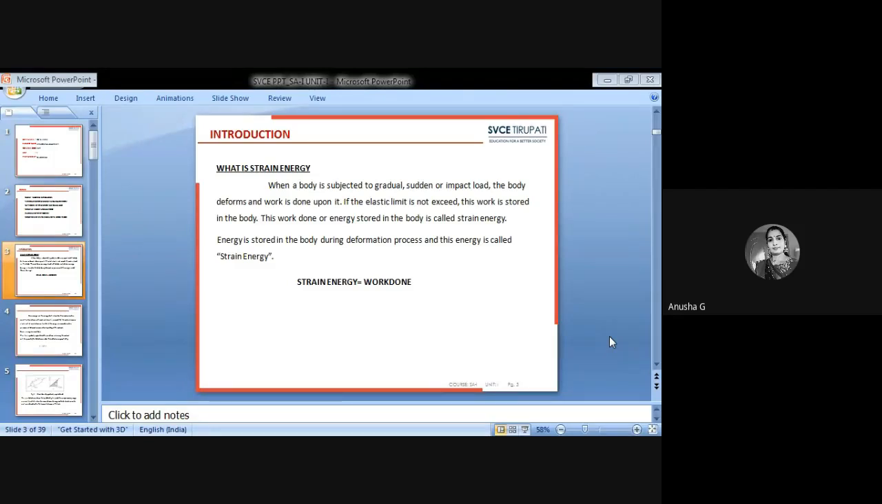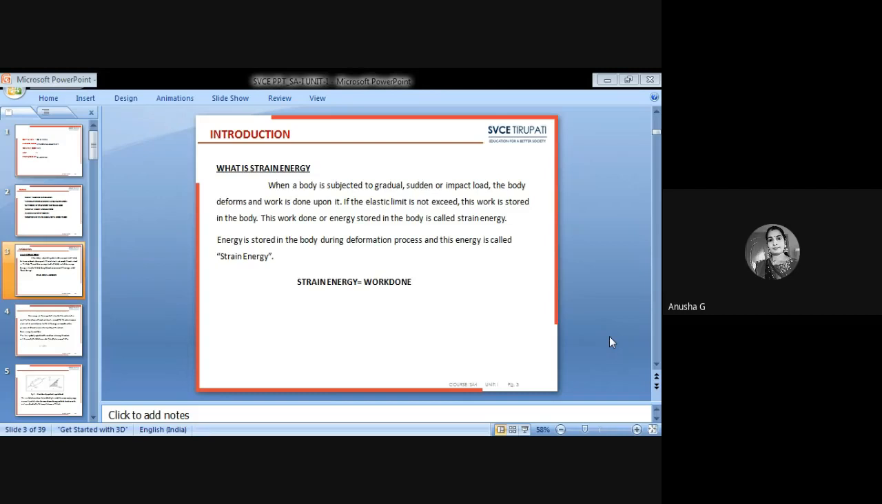Okay. This will be within the elastic limit, and if it is not exceeded, once we remove the load, it will again come to its original position. Then the work is stored in the body. That work done or energy stored in that body is called the strain energy. Okay, simply I have to write the definition.